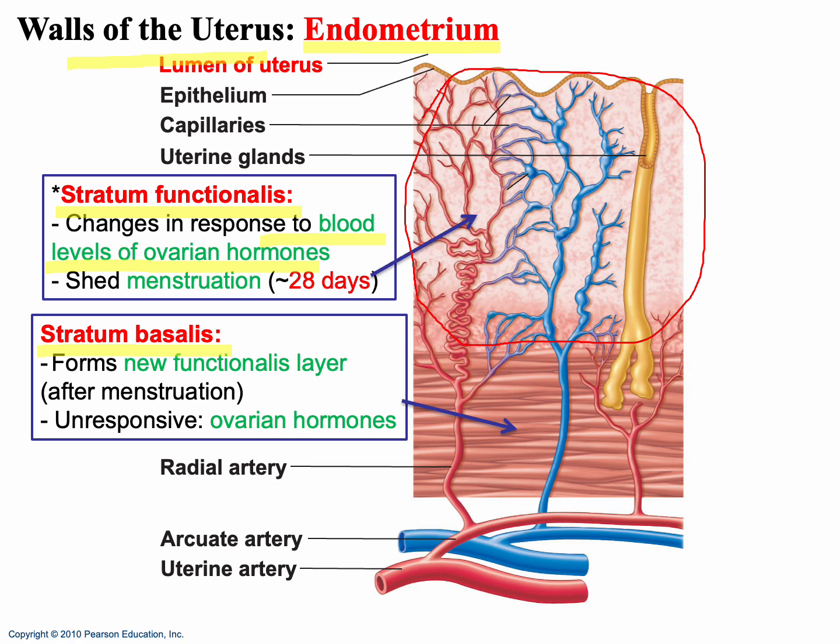And then the stratum basalis. The stratum basalis assists and will form the new stratum functionalis layer and is unresponsive to ovarian hormones. So it's unresponsive to estrogen and progesterone. So this layer is not broken down during the menstrual cycle. It's maintained and will help to rebuild that stratum functionalis layer.